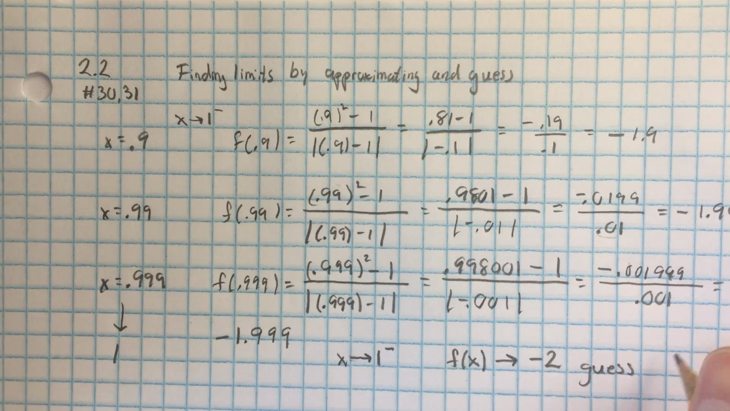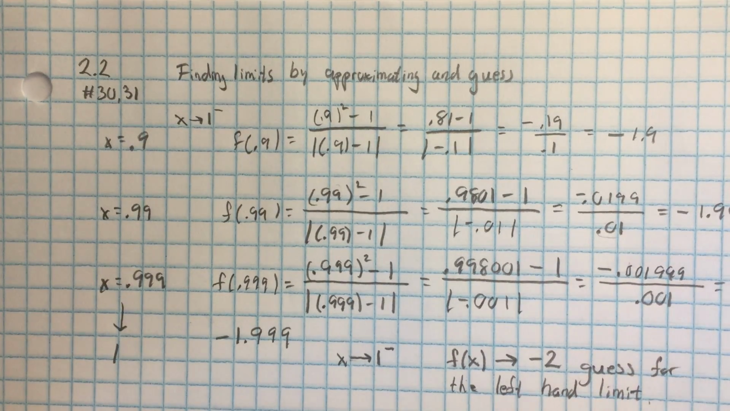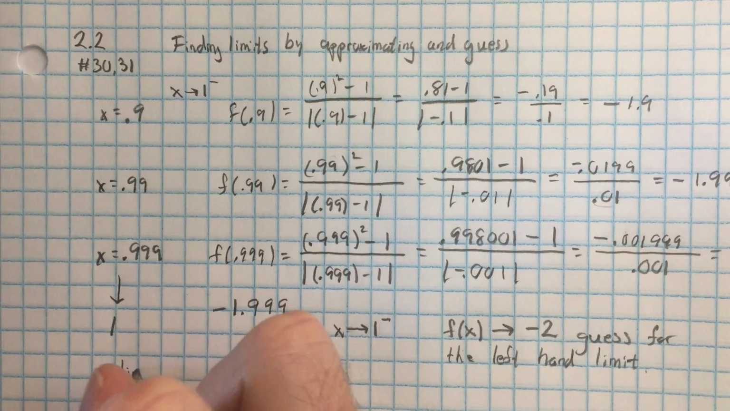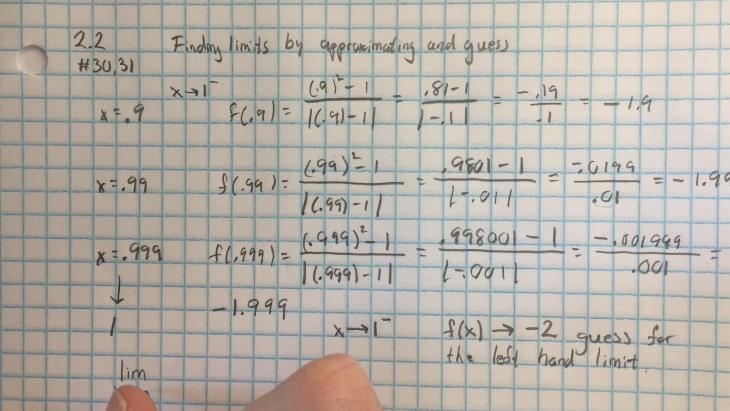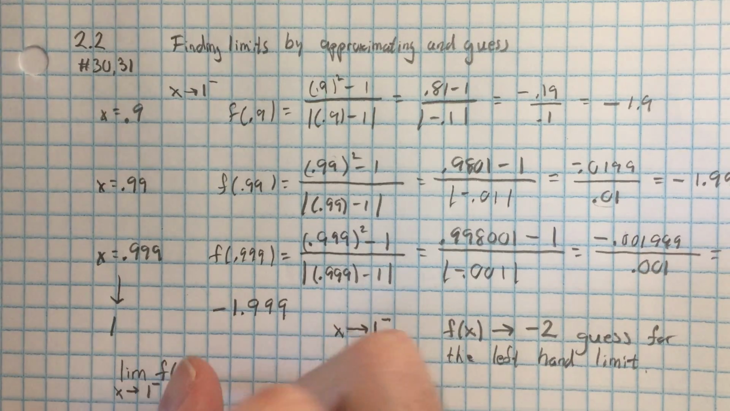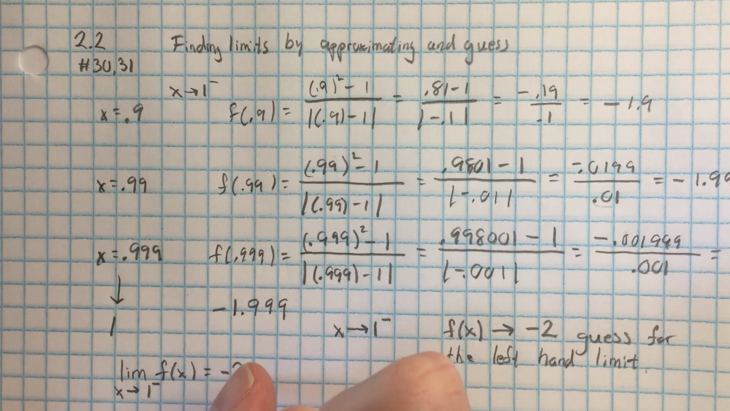Guess for the what? Left-hand limit. So in the notation of this section, we would have our guess is the limit as x approaches, what do we say? 1 from the left for this particular function is negative 2.